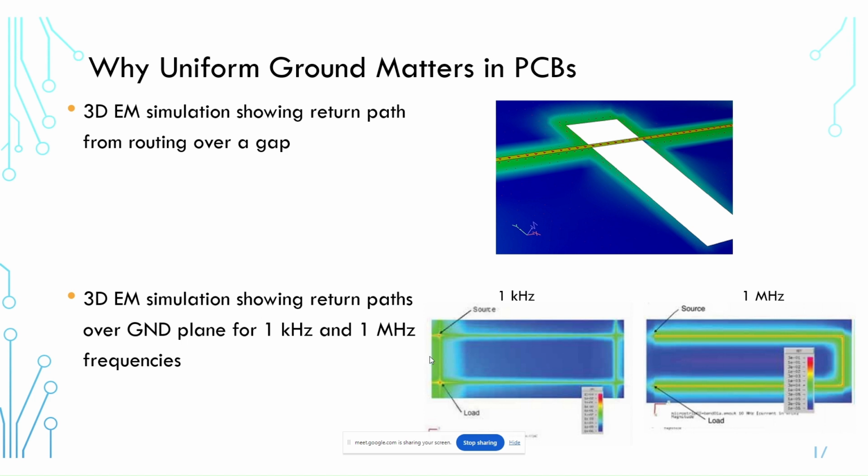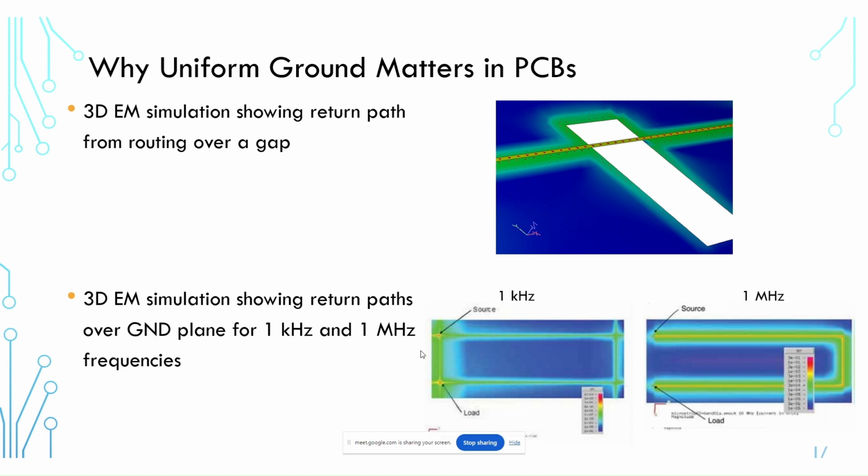Well, that's a problem for two reasons. One is, of course, you do get some emissions from this. But the other reason is that it creates a big inductive loop that allows interaction with the magnetic field from some other circuit. So some other circuit can more easily induce noise in this type of configuration. So this is where we start to get some of those recommendations to start splitting ground.